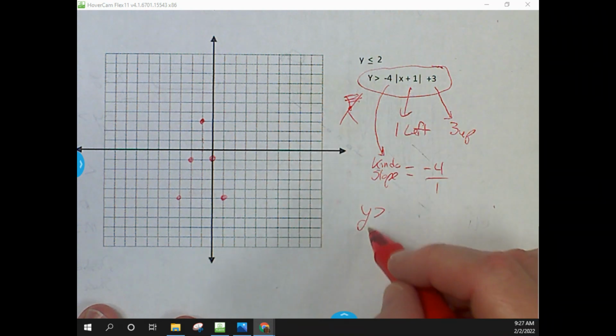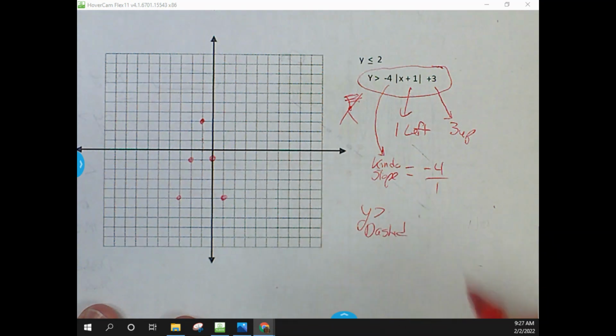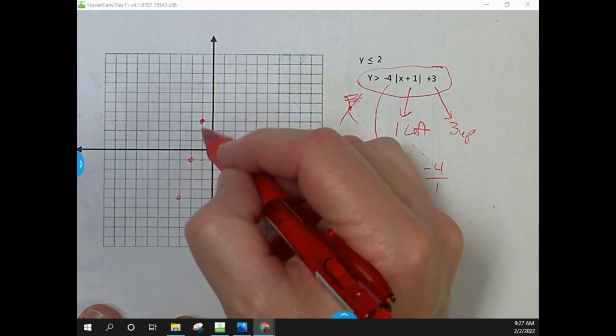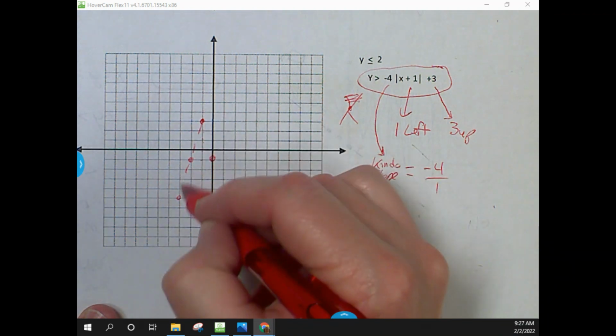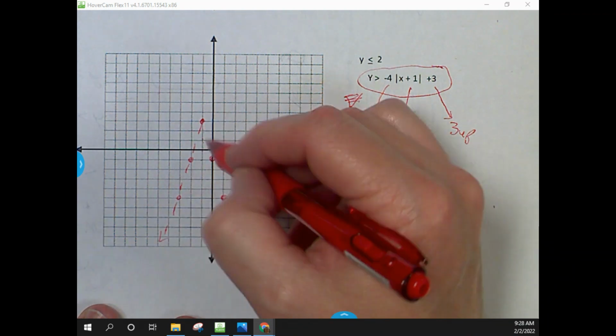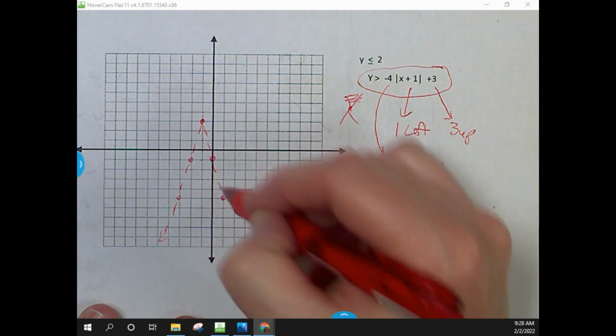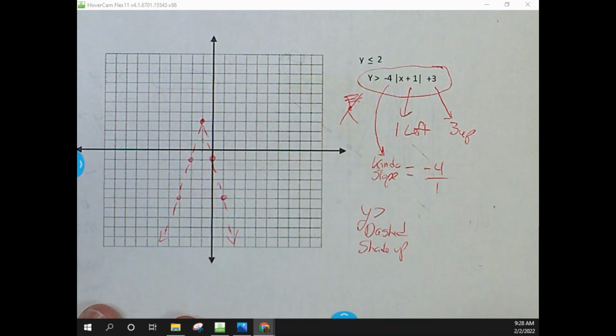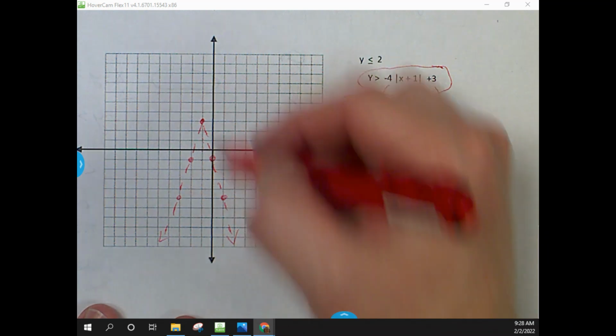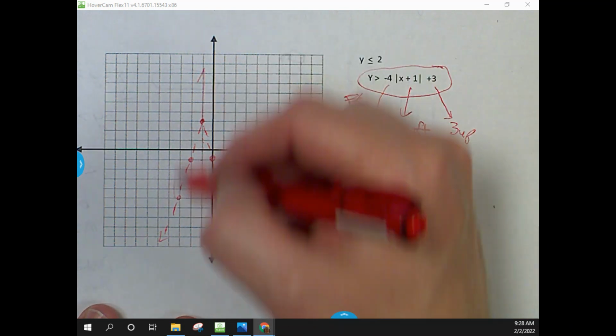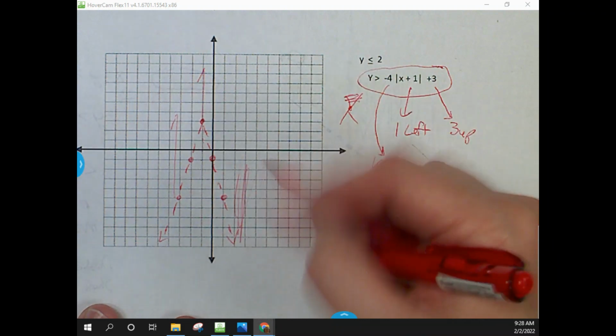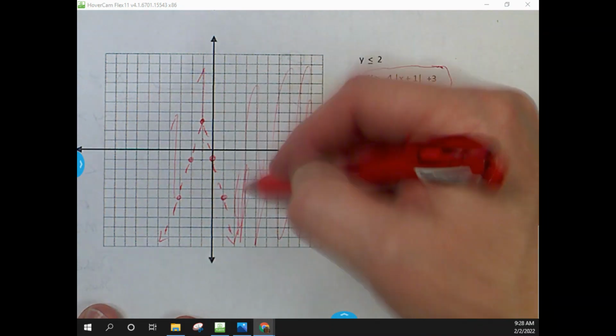All right, so y greater, it's dashed. It's y greater, so we're going to have to shade up. So we're going to dash it. Okay, and we're going to shade up, which means, again, you start anywhere on the line and you start shading the upside. That's everything on this side. So that's everything basically on the outside of the V. So that's a big area we're shading in.